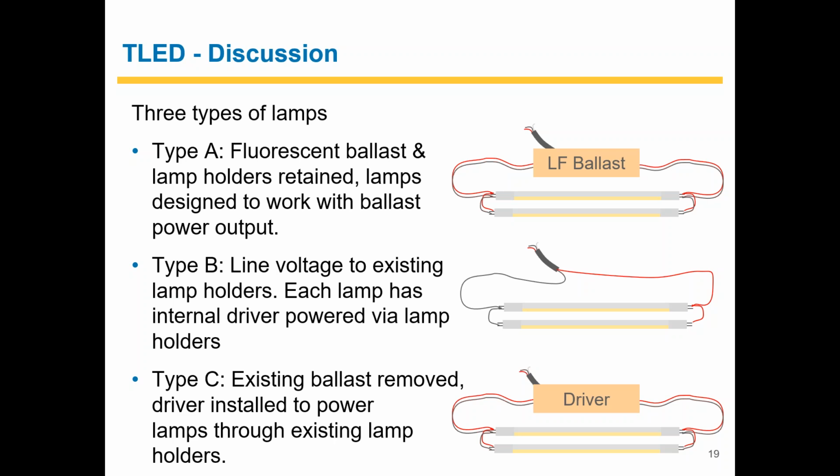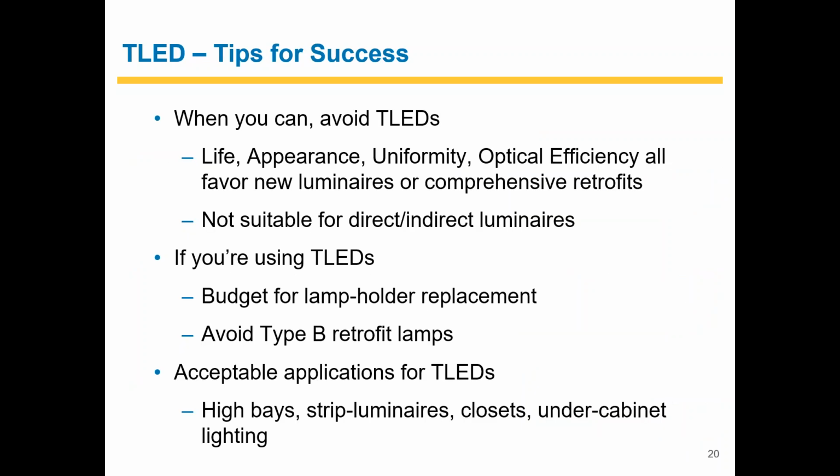Type C is going to use a driver as opposed to the linear fluorescent ballast, and that's going to be wired to your lamps. The one that I'm most concerned about are those Type Bs. When I can, I tend to avoid TLEDs. The light appearance, uniformity, and optical efficiency tends to favor new luminaires or comprehensive retrofits.